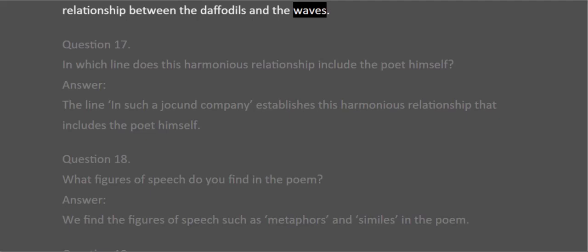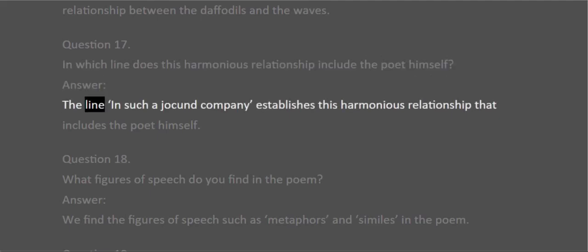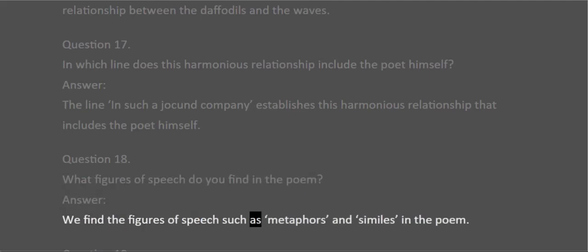Question 17. In which line does this harmonious relationship include the poet himself? Answer. The line, in such a jocund company, establishes this harmonious relationship that includes the poet himself. Question 18. What figures of speech do you find in the poem? Answer. We find figures of speech such as metaphors and similes in the poem.